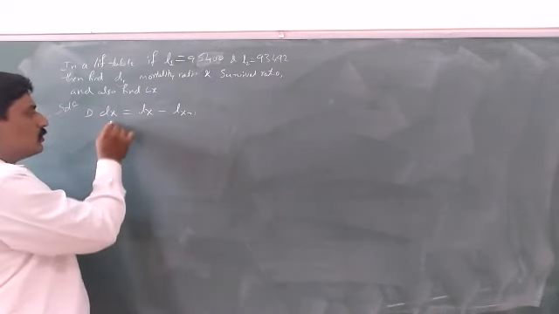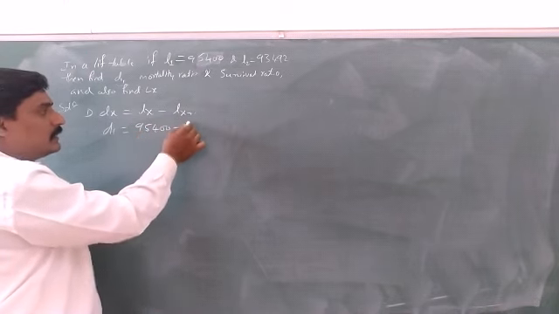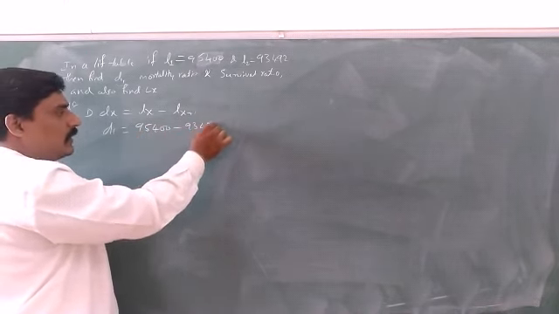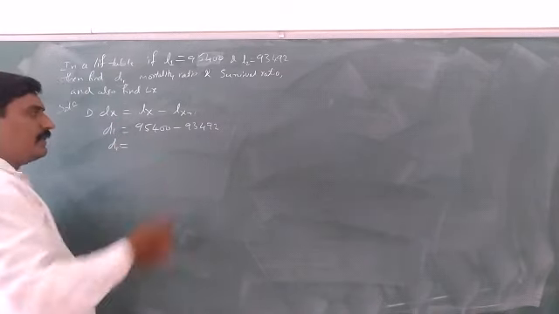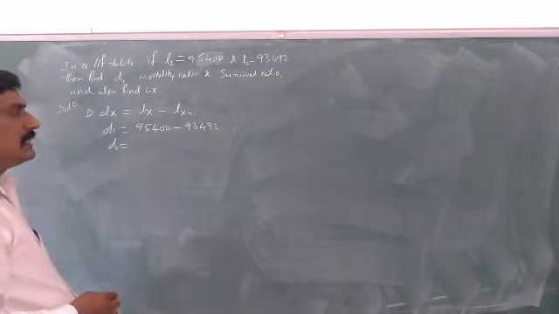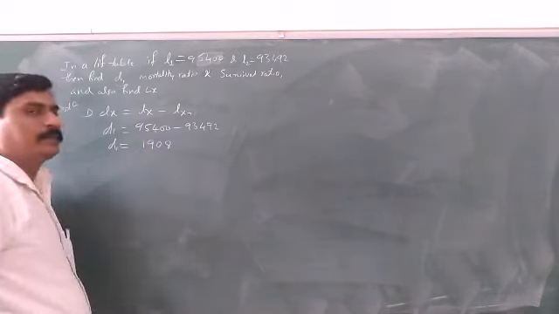Lx, that is L1, is given, and lx plus 1, that is 1 plus 1, is L2. So D1 is equal to 95,400 minus 93,492. So we get D1 equal to 1,908.